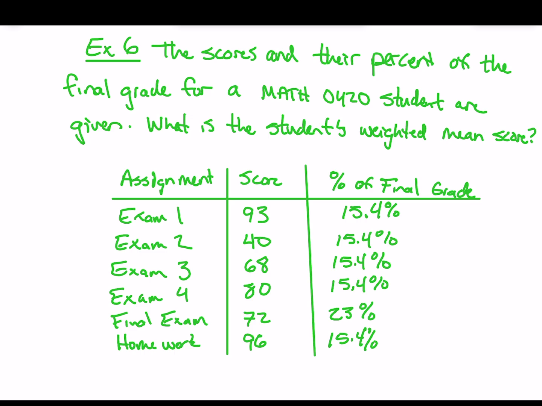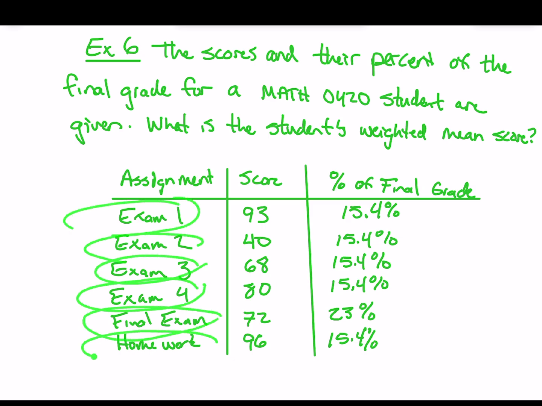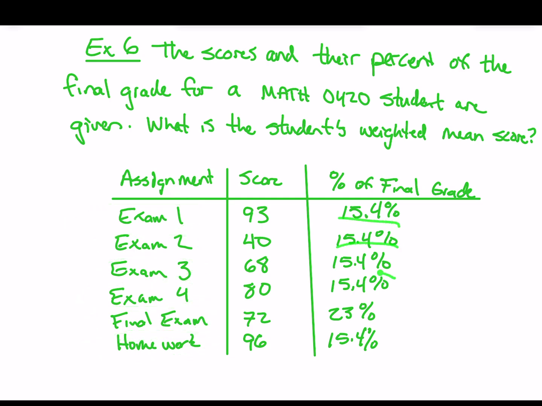Let's try example 6. The scores and their percent of the final grade for a Math 0420 student are given. What is the student's weighted mean score? So in this table, we have exams 1, 2, 3, 4, the final, and the homework, what each of those percentages is of your final grade, and then we have some sample scores for what would go there. So this is actually a useful example because this is exactly the way the course is set up, and your final average is computed using a weighted mean that is exactly like this example. So let's go down and compute the weighted mean using these scores.